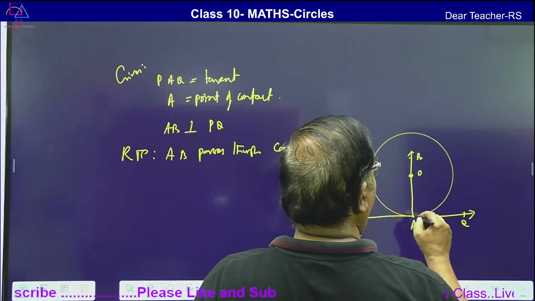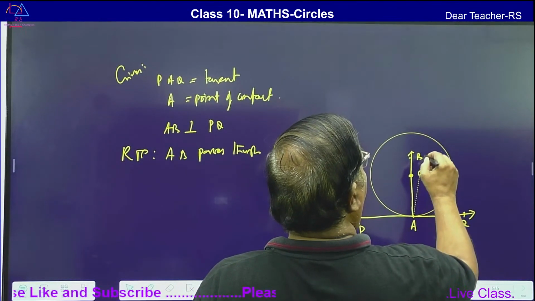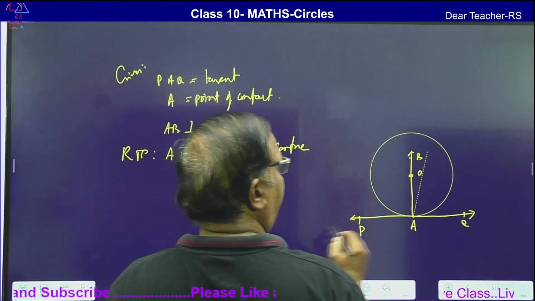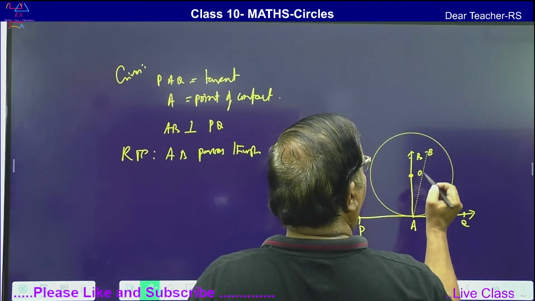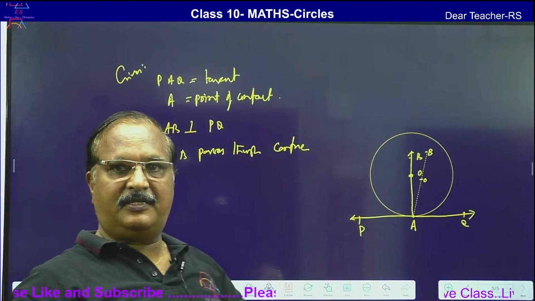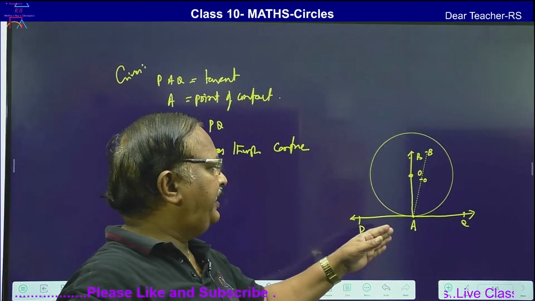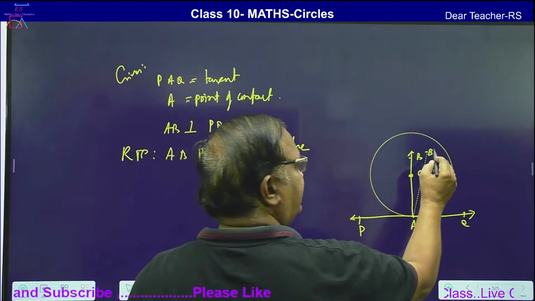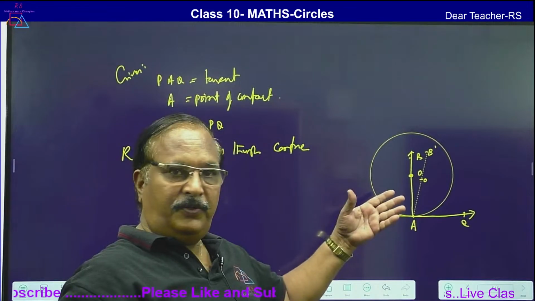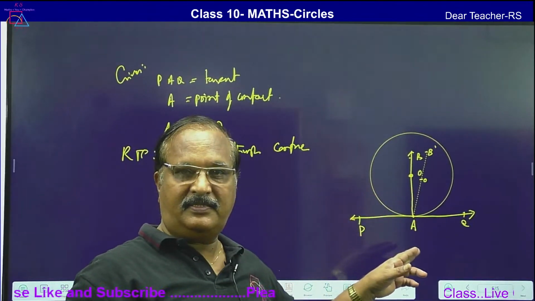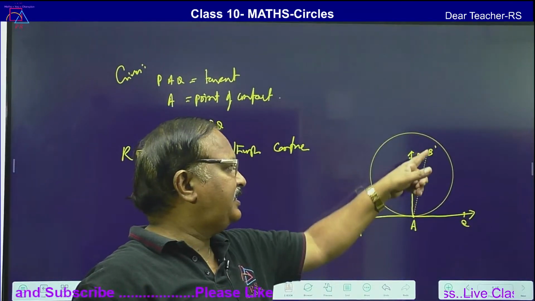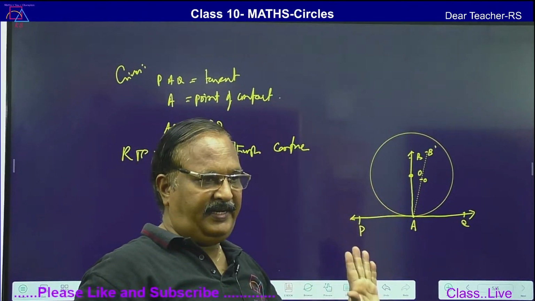Let us say this is AB, okay, and when AB dash is passing through the center, right? So that means OA is a radius. If AB is passing through O, AB dash is passing through O, OA is radius.